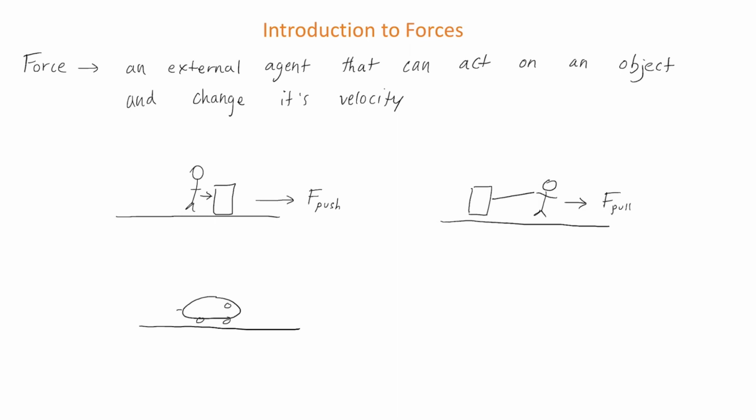Imagine there's a car driving along the road. The car is moving because the engine is applying a thrust force, which is pushing the car forward. But because the car is on a rough surface, there's also a friction force acting against it. Let's look at another example.